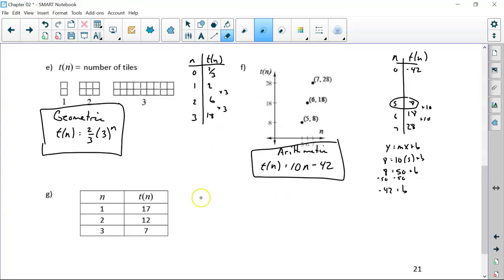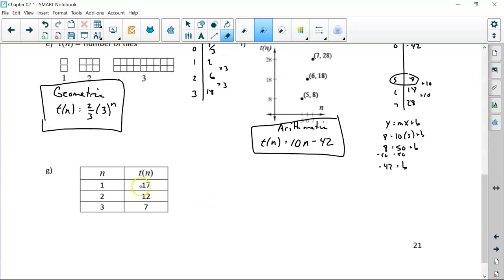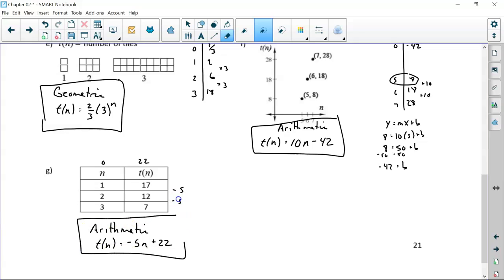And then for part G, 17 to 12 to 7. What we're doing is we're subtracting 5 each time, making this arithmetic. So now we'd have to go back to term 0. If we're subtracting 5 to go back, we have to add 5. 17 plus 5 is 22. So T of n equals negative 5n plus 22. There's our arithmetic sequence for part G.